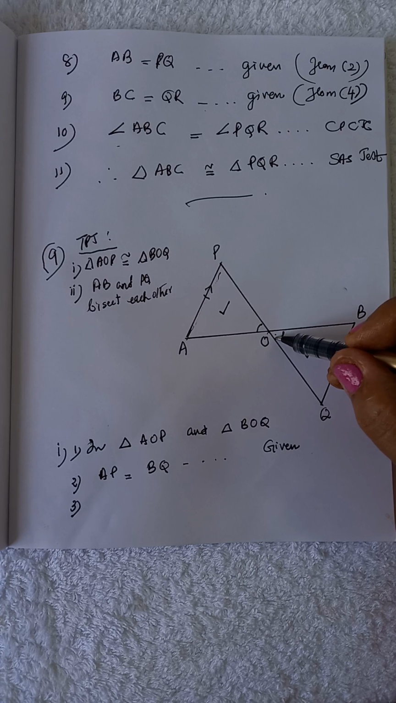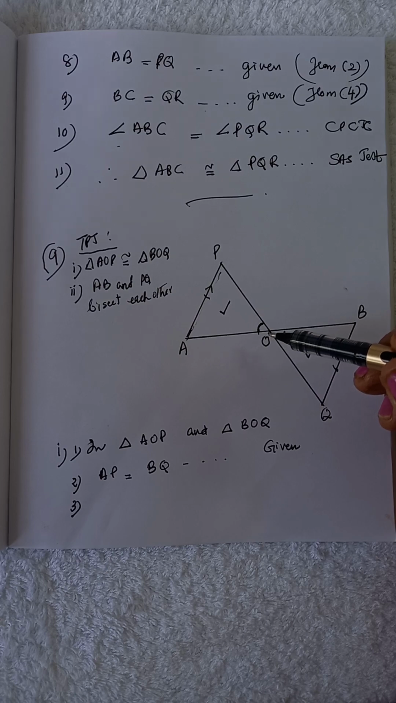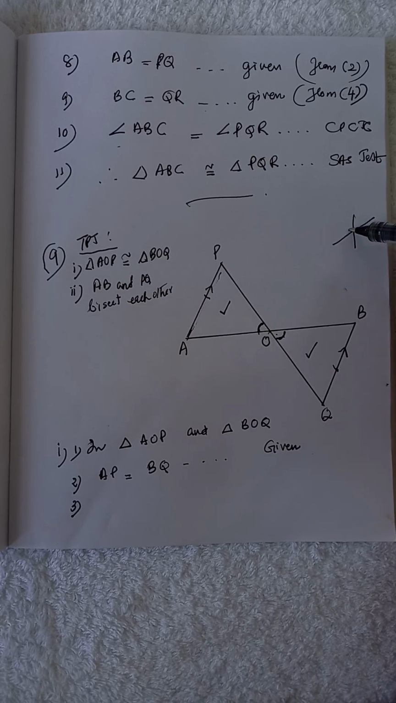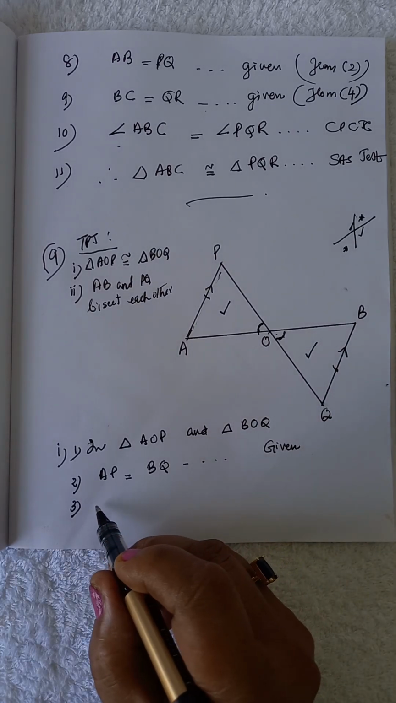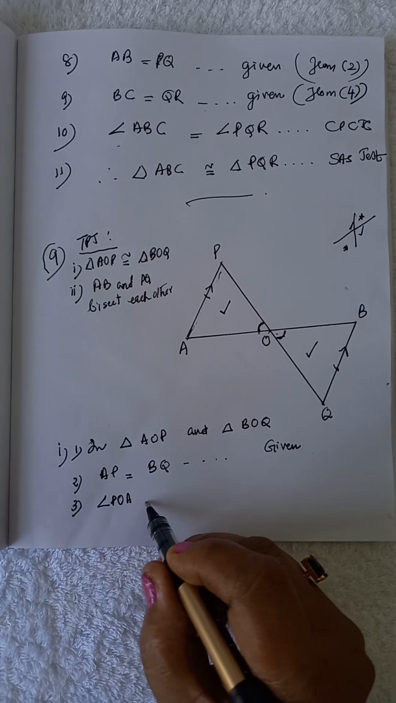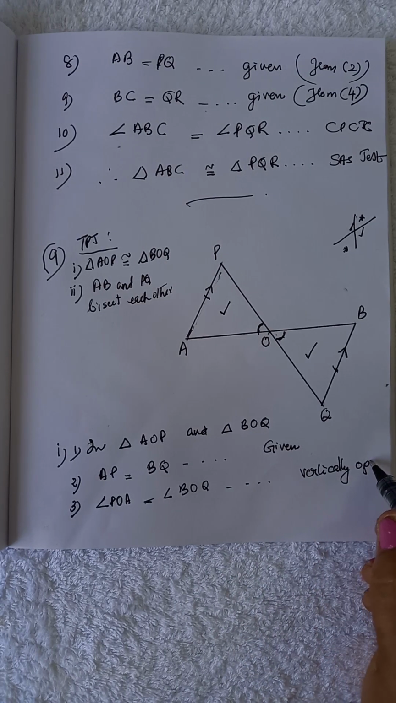Third point we can write angle POA, this angle, that is equal to angle BOQ. Why? Because these two are vertically opposite angles. How is it formed? When two straight lines intersect, two pairs of angles will be formed like this. Then this angle and this angle will be vertically opposite angles, and this angle and this angle will be vertically opposite angles. So here this angle and this angle in our question we are taking as vertically opposite angles and they will become equal. So we can write angle POA is equal to angle BOQ. Reason is vertically opposite angles.